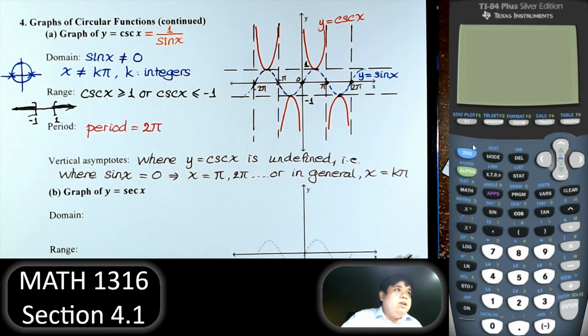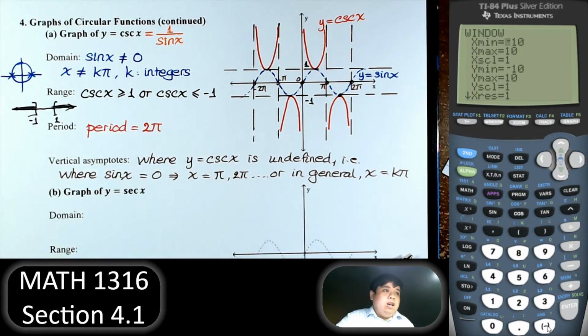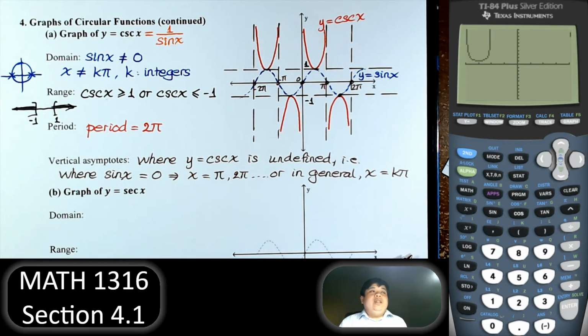If we want to graph it on the calculator, it has to be 1 over sine x. We cannot enter cosecant, so we enter 1 over sine. And then let's change the window from, let's say, -2 pi to 2 pi, and one tick at about pi over 2. So you see, we have those graphs. Right? So that is cosecant of x.